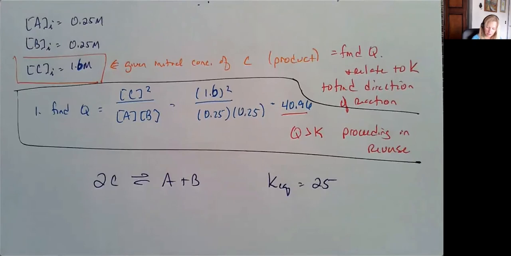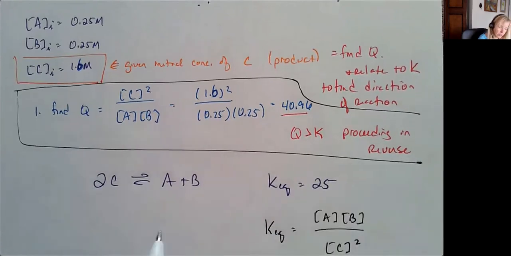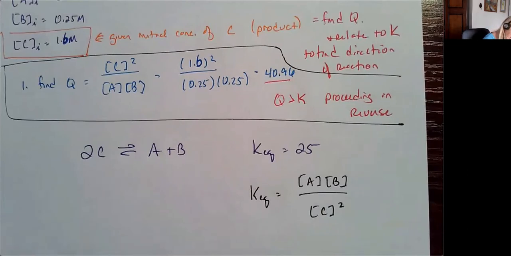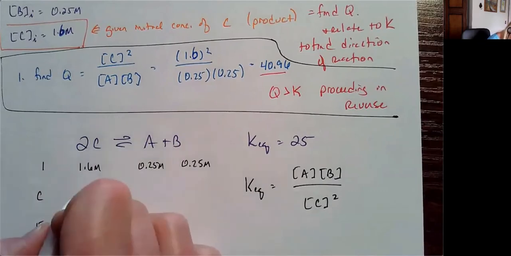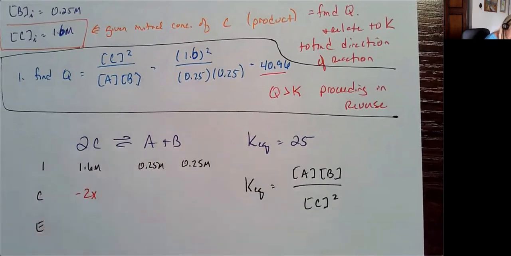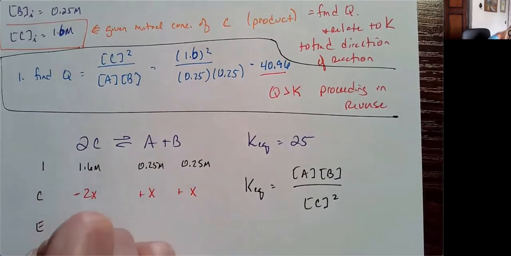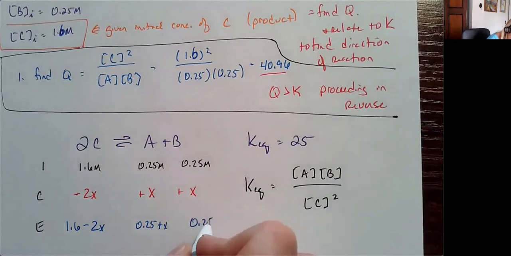Now I'm going to go through my steps. I'm going to write my mass action. Because now my reaction is going in reverse, this is going to be reversed. I'm going to write my ICE table. So I'm going to write my initial concentrations. My change is this is going to lose 2 times x, because it's proceeding this way, so this is going to lose, and these are going to gain. My equilibrium concentrations, this is going to be 1.6 minus 2x. This is going to be 0.25 plus x, 0.25 plus x.